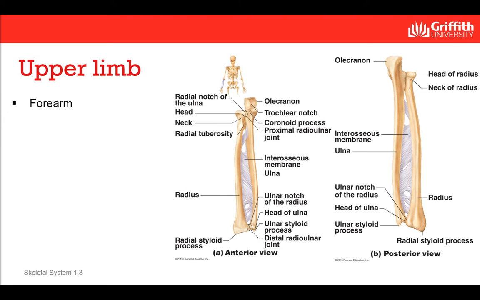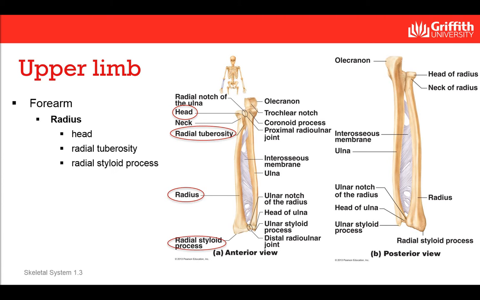The forearm of the upper limb is made up of the radius and the ulnar bones. The radius is thin proximally and wider distally near the wrist. The radial head and the radial tuberosity are proximal attachment points of the biceps brachii muscle.